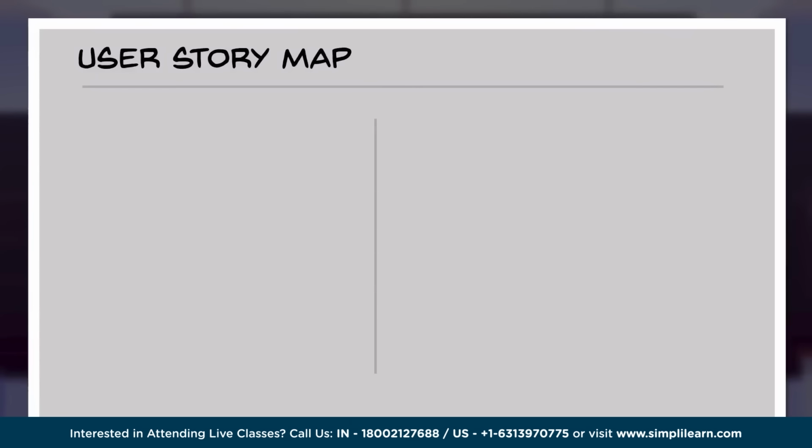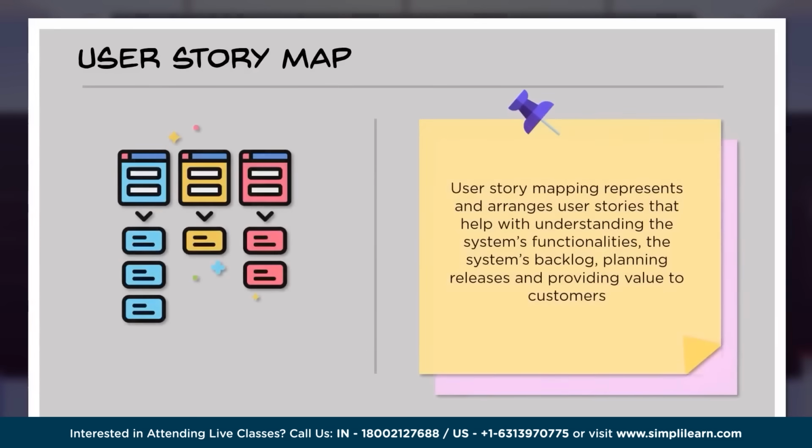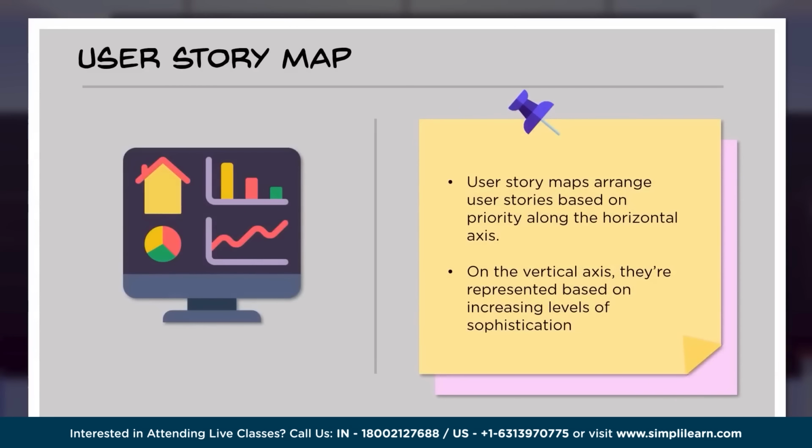Then once the user story is written, it is required to put it into the user story mapping. User story mapping represents and arranges user stories that help with understanding the system's functionalities, the system's backlog, planning releases, and providing value to the customers. Typically this involves arranging user stories based on priority along the horizontal axis. So as you move horizontally, I will say which user stories are the priority, the first thing I need to focus on. The vertical arrangement represents how, within a given user story, the activities, tasks, and sub-tasks get elaborated further down, how it goes forward.